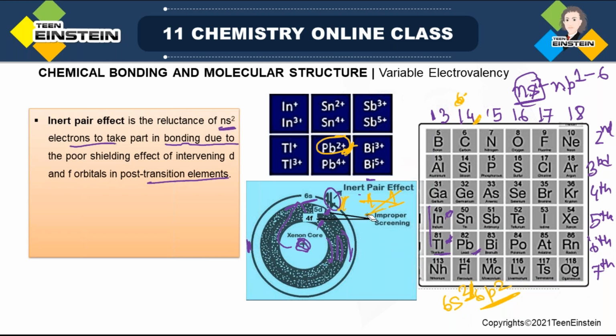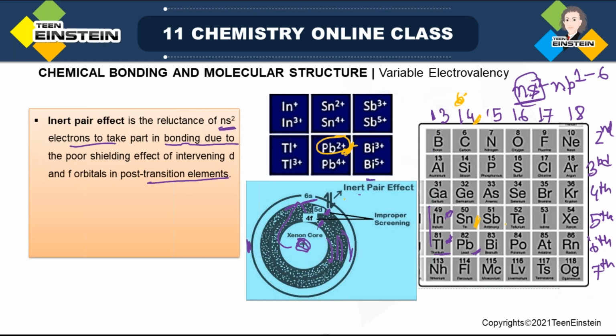Why are we calling it an inert pair? Because they do not take part in reaction. So that is the reason Pb2+ will be more common than 4+, though 4+ is also there. And this is the reason why they show 2 different types of electrovalency. Similarly, you can take the previous element of Pb, which is tin. Here it will be 5s2 5p2, but with 2 different oxidation states, 2+ and 4+.